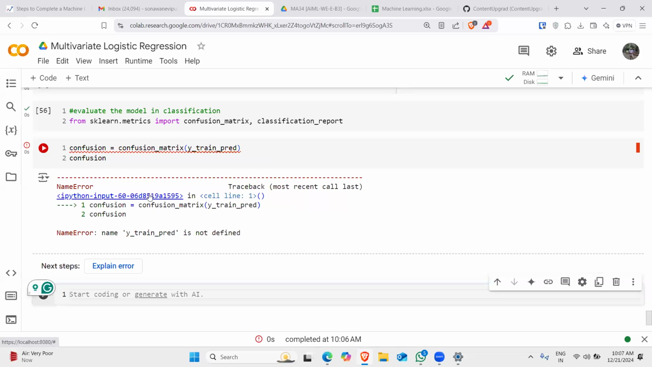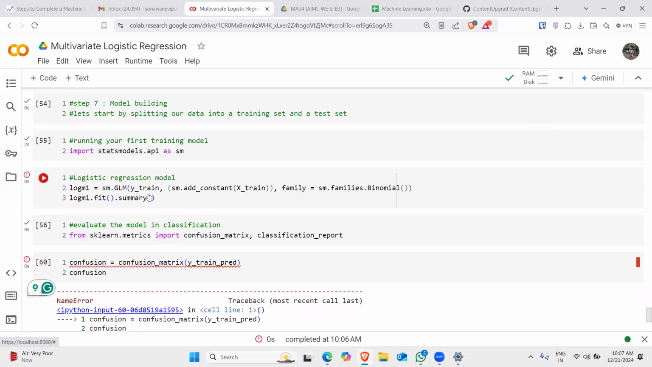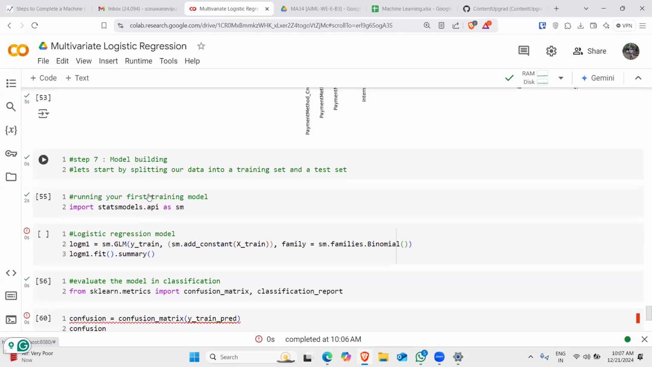We have not defined that. Oh, is it? We need to do that, no? Okay. All right.